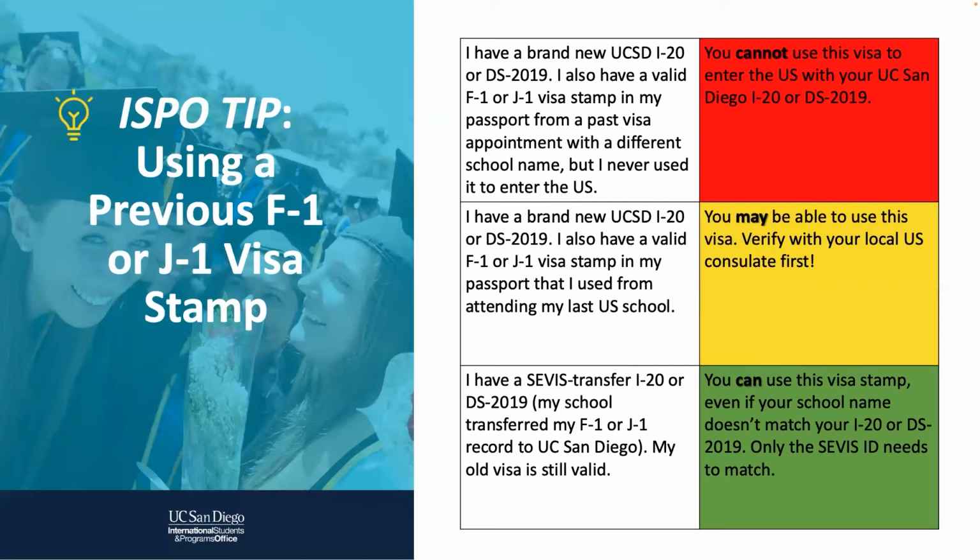All right, the next scenario: I have a brand new UC San Diego I-20 or DS 2019. I also have a valid F1 or J1 visa stamp in my passport that I used from attending my last US school. So in the example I gave previously, perhaps you were at a US high school, your visa stamp in your passport is valid into the future, and you want to use that stamp to enter the United States. If you're going home in the summer before coming back, you may be able to use that visa.